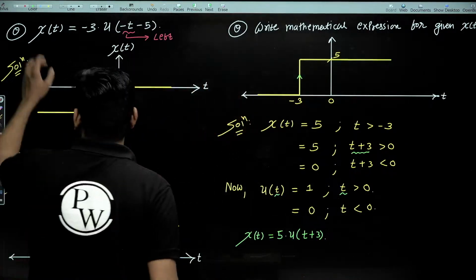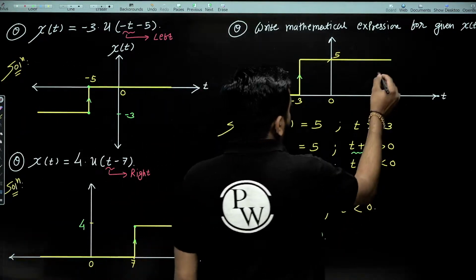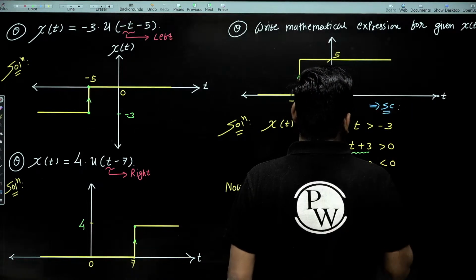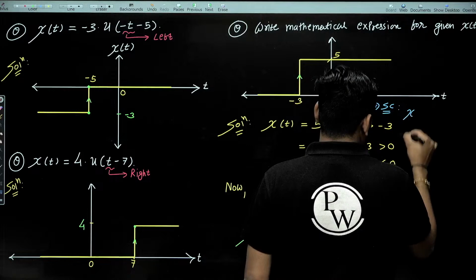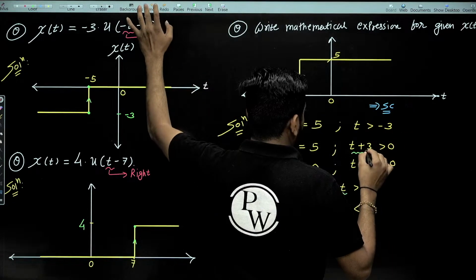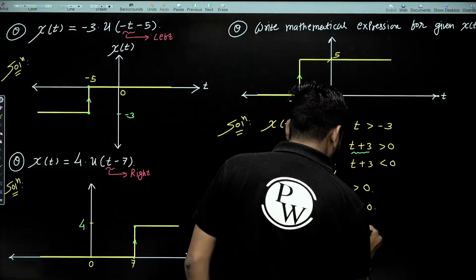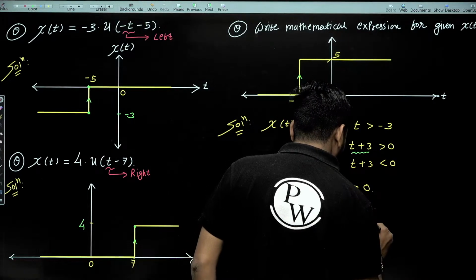Now, our shortcut is also applicable here. According to the shortcut, you can use the shortcut also. SC means shortcut. So, x of t is equal to, you can use shortcut also guys. With the shortcut also we can get the same answer.